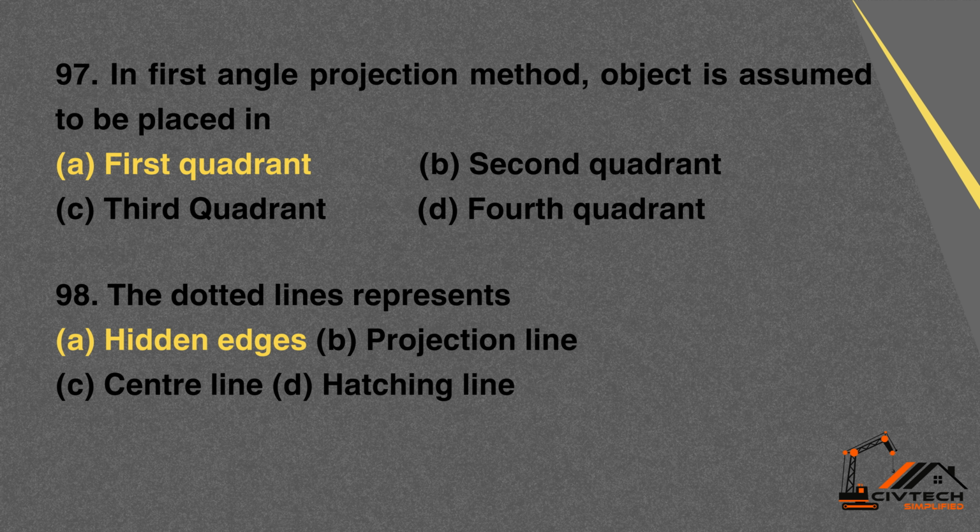98. The dotted lines represent A. Hidden edges. B. Projection line. C. Center line. D. Hatching line. Correct option A. Hidden edges.